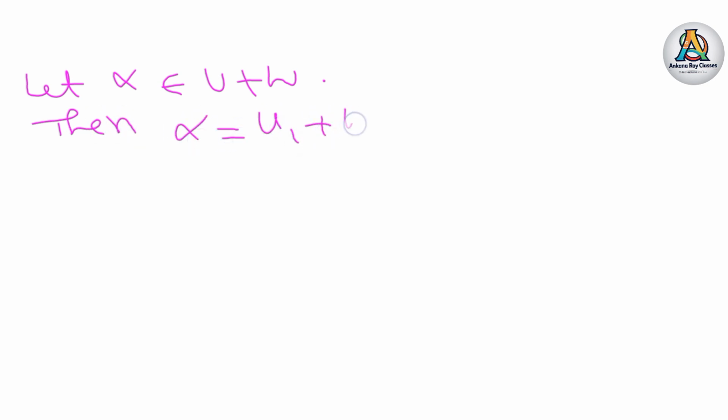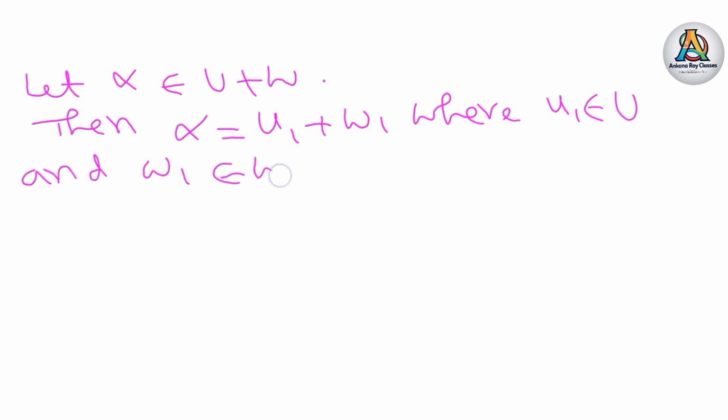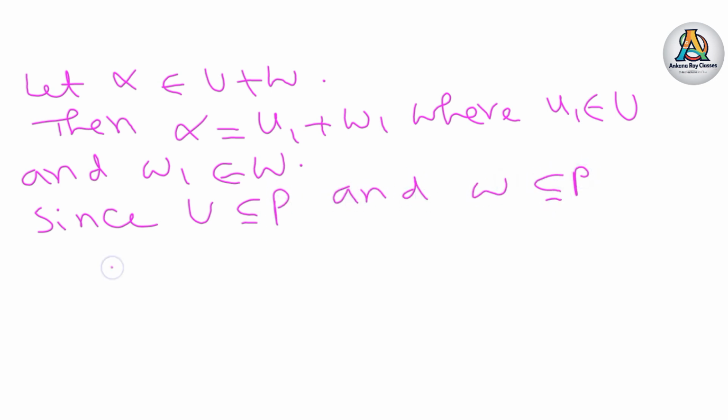Let alpha belong to U plus W. We prove that alpha belongs to P. Since alpha belongs to U plus W, alpha is equal to U1 plus W1, where U1 belongs to capital U and W1 belongs to capital W. Since P contains U and W both, U is a subset of P and W is a subset of P, therefore U1 belongs to P and also W1 belongs to P, because U1 belongs to capital U and W1 belongs to capital W.